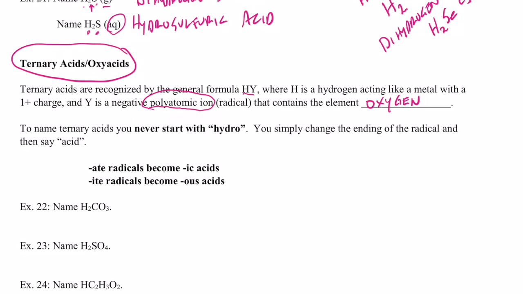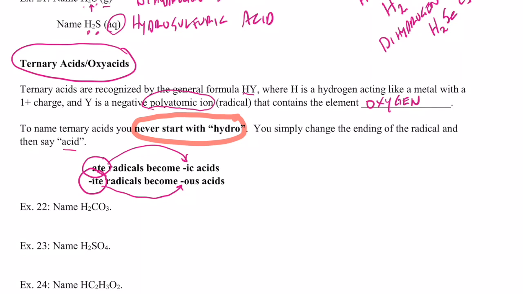Now, to name ternary acids, it's very important: we never ever start ternary acids with hydro. Please do not start them with hydro. If you start them with hydro, it should be a binary acid. To name them, we simply change the ending of the polyatomic ion attached to it, and we say acid. So -ate ions become -ic acids, and -ite ions become -ous acids. Let's just dive in and try a couple.